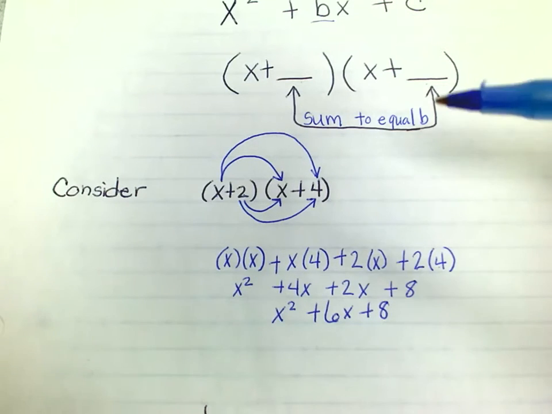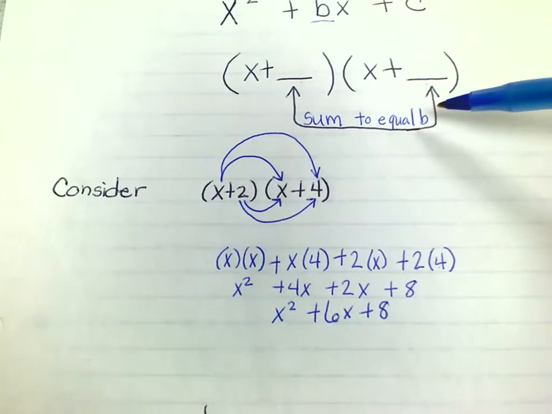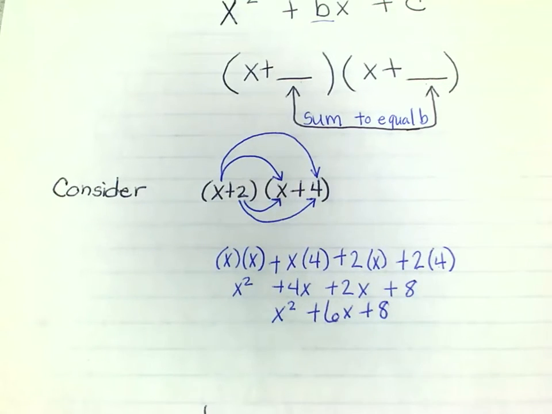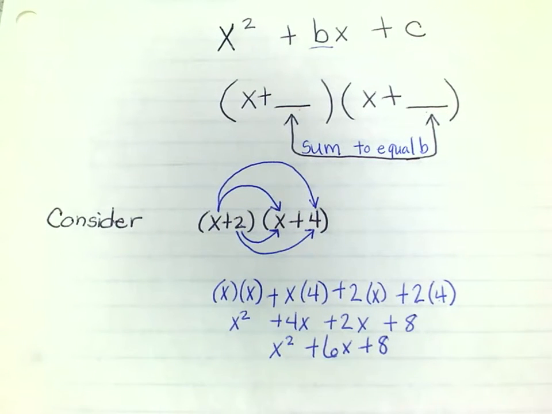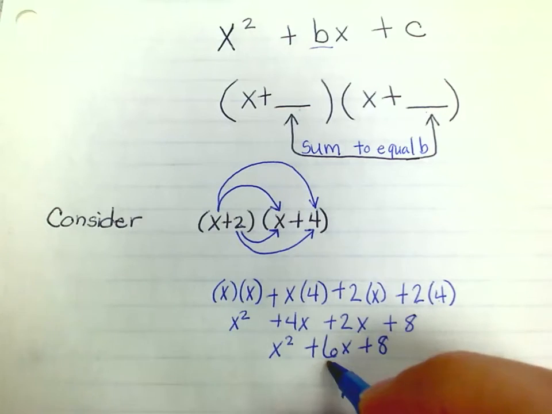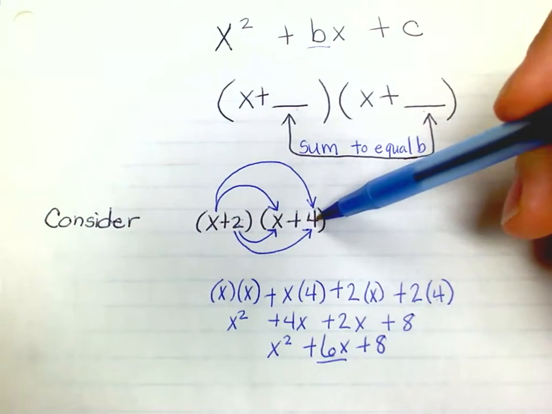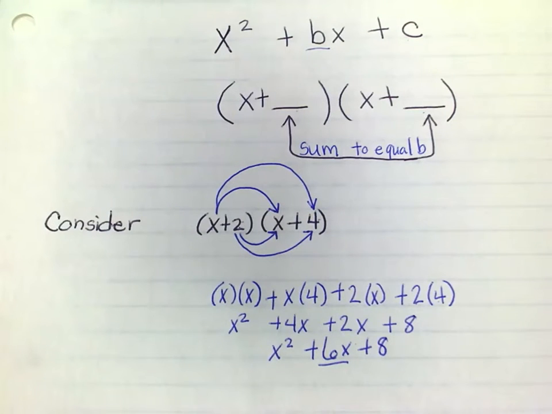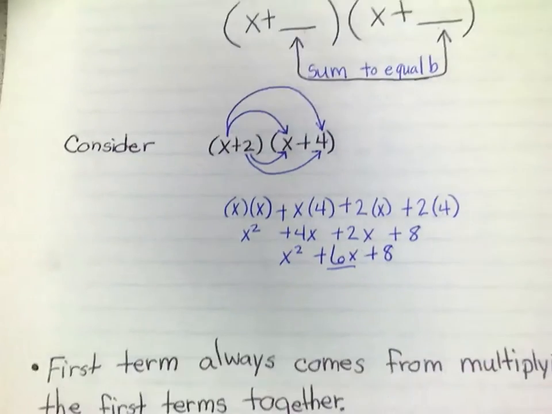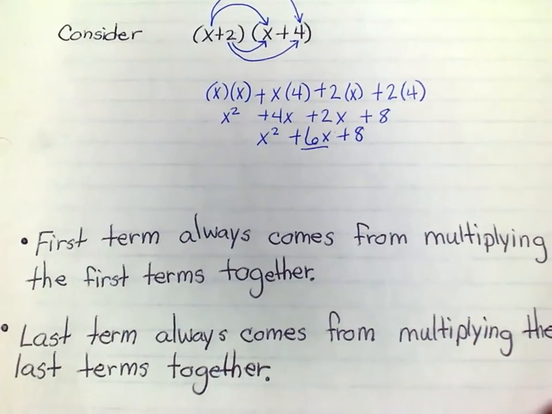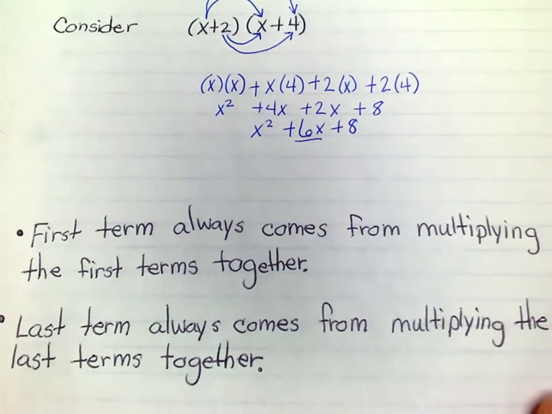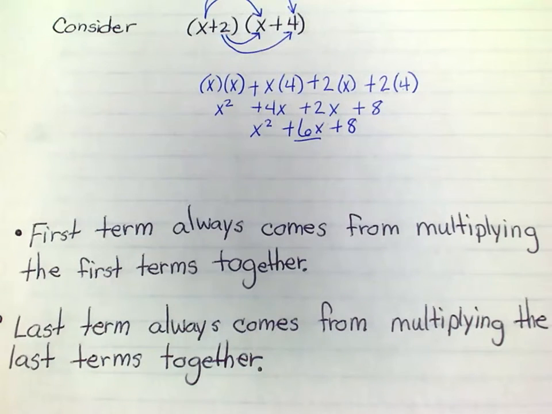Okay, and notice that, like we said before, these two blanks sum to equal b. Well, in this case, b is equal to 6, and just as we said, 2 and 4 add together and give you 6 for the sum of b. Alrighty, some important notes to think about whenever working these types of problems. The first term always comes from multiplying the first terms together. The last term comes from multiplying the last terms together.